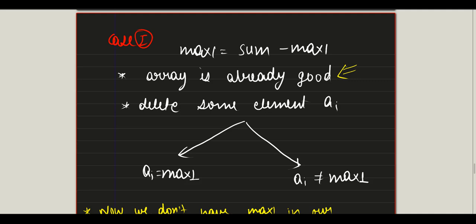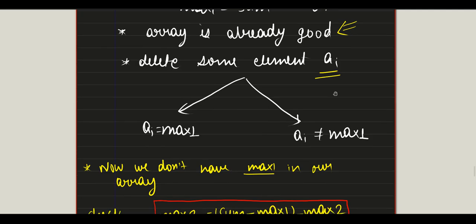Now let's solve the first case where the array given to us is already good. Even if the array given to us is already good, we still need to delete one element from the original array, because in the question it is mentioned that we necessarily need to delete one element from the array and then make it good. So now we have to delete one element AI from our array. Now I am subdividing this case into two sub cases, where in the first case the element which we delete is the max one element of our array, and in the second case we delete an element which is not the max one element.